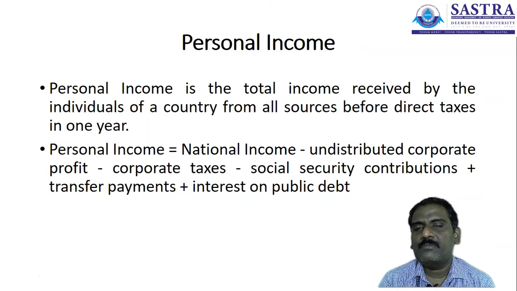The personal income is calculated. Personal income is the total income received by the individuals of a country from all sources before direct taxes in one year. It is calculated from the national income: national income minus undistributed corporate profit minus corporate taxes minus social security contribution plus transfer payments plus interest on public debts. Together we can get the personal income or household income.